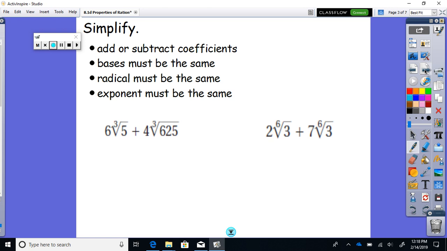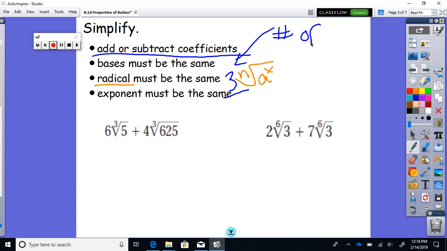In order to add and subtract rational expressions, you have to remember a few basic things. First of all, the bases must be the same. If you're adding anything with a base and an exponent, the exponents must be the same as well. And then the radical must be the same. That means the index must be the same, and what's under the radicand must be the same. So the n and the a and the x all have to be the same in both terms. If that's the case, then you add or subtract the coefficients. Remember, the coefficient is the number out front.